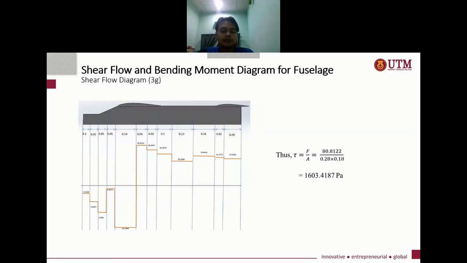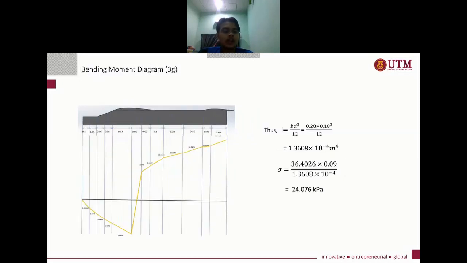This is the first type of shear flow diagram, which is for the 3G. From the graph, it shows that the maximum stress is around the middle of the wing, with the maximum value of 1603 Pascal. Next is the bending moment diagram for type 1, which is the 3G. From the graph, it shows a bending moment of 24,000 Pascal.